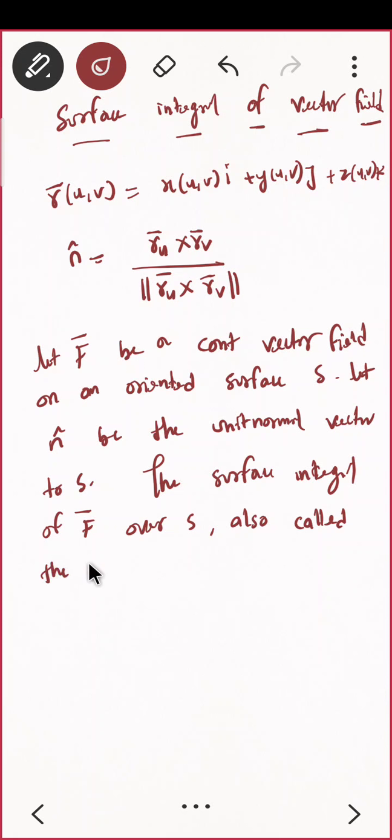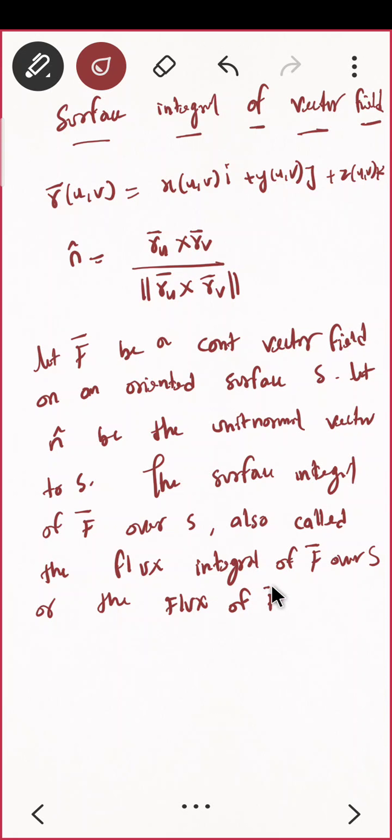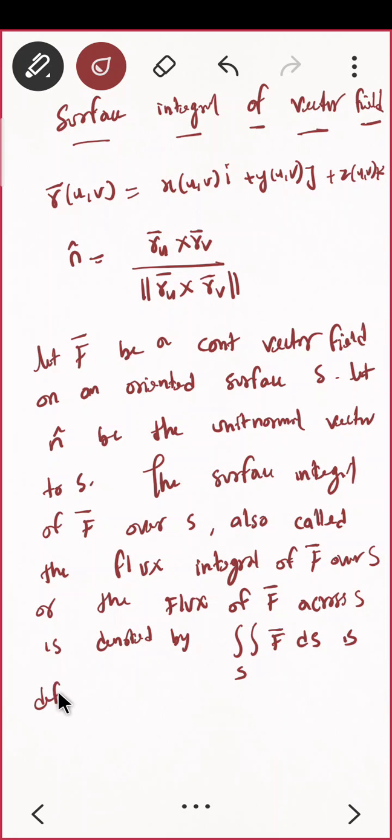called the flux. Mostly the flux is used in physics. You will see the flux integral of F cap over S, or the flux of F cap across S, is denoted by double integral of F cap dS over S, and is defined as double integral of F cap dot n cap dS. This is how.